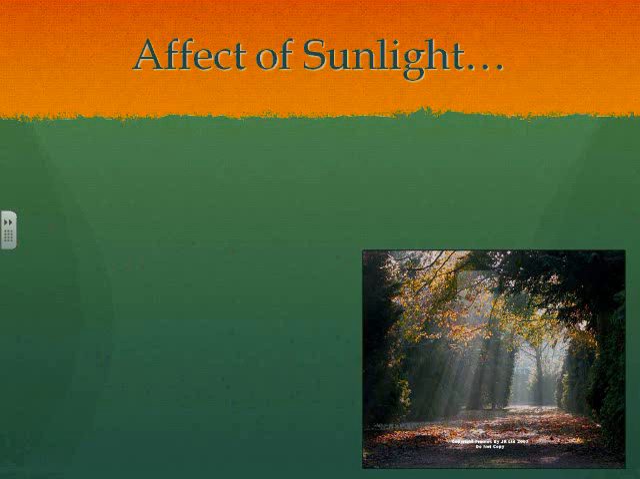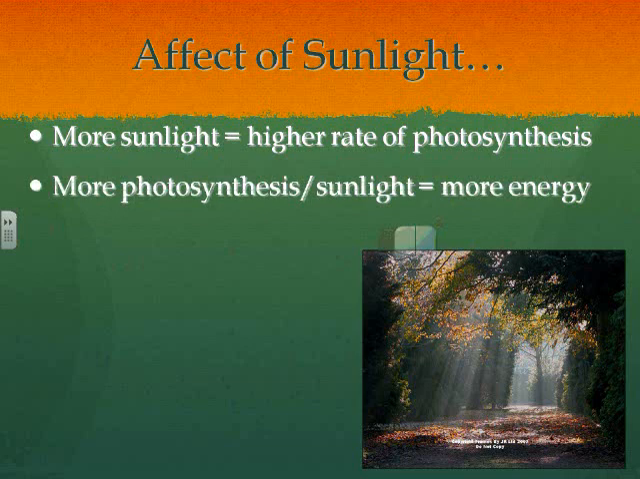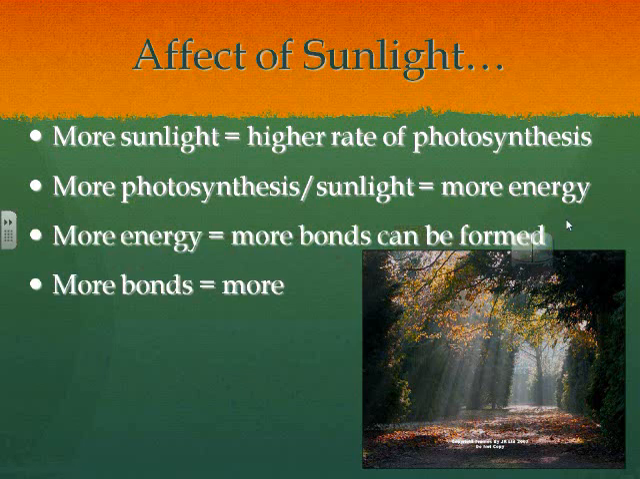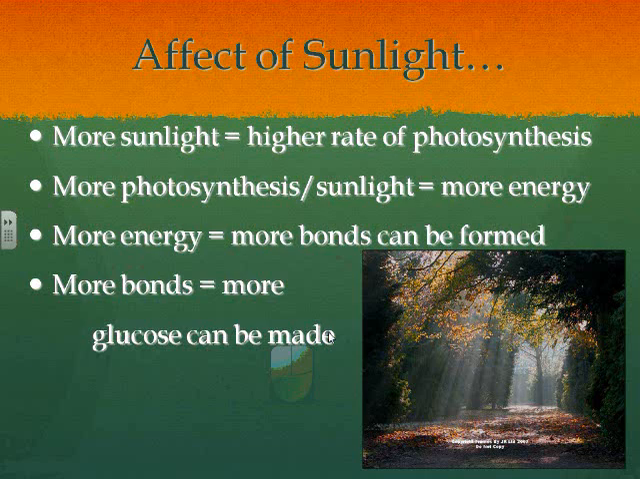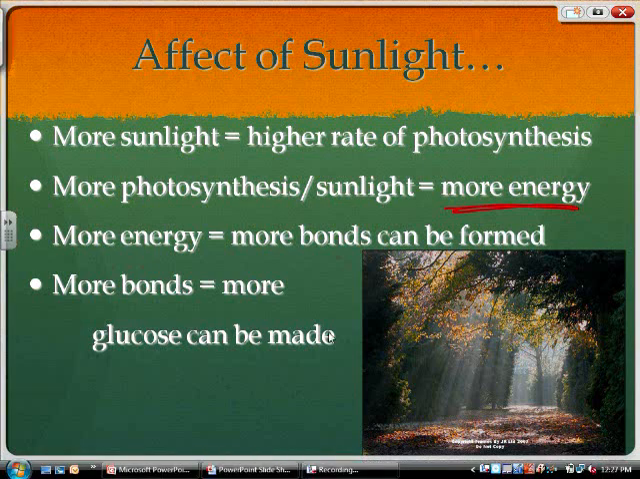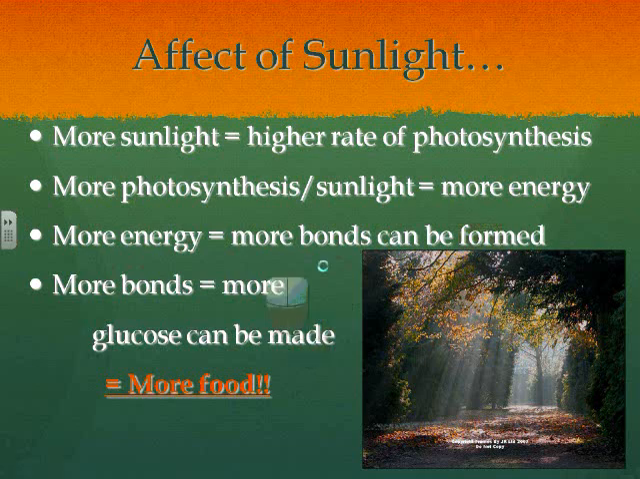Then we have sunlight. Should be easy for you guys to understand. More sunlight means more photosynthesis. More photosynthesis means more energy, right? More energy means more bonds can be formed. More bonds that can be formed means that you're going to have more glucose that's being made. Step by step, sunlight is energy, and when I talk about more energy, I mean energy being supplied to the plant. The sunlight supplies energy that the plant uses to then create glucose, create its food source. That plant requires that sunlight for that particular job. And more glucose, more food, we already know more food means more storage, more survival.